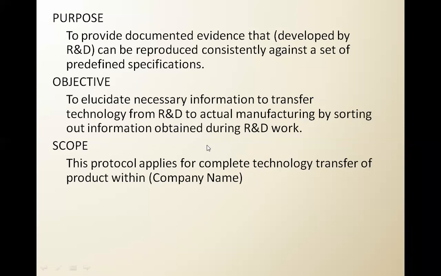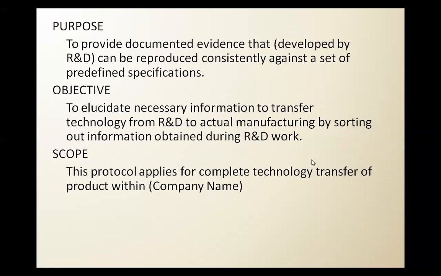To elucidate necessary information, we have to carry out or take some information during this transfer from R&D to actual manufacturing by sorting out information obtained during R&D and work. Then the scope. Scope means, for the transfer of technology from one company to another, we have to write here the name, or we have to write here the department.